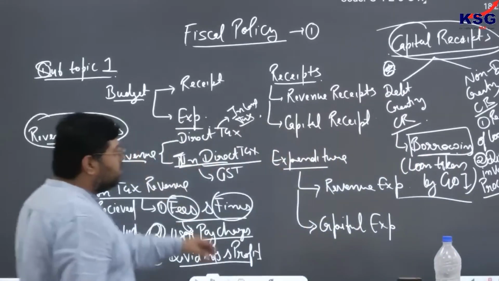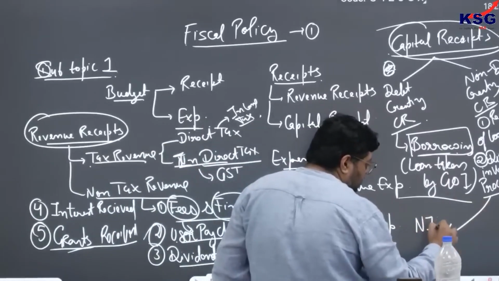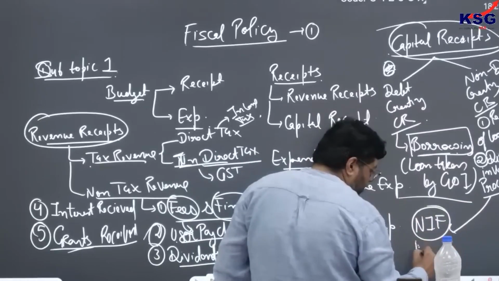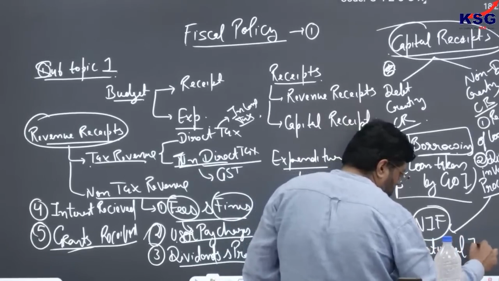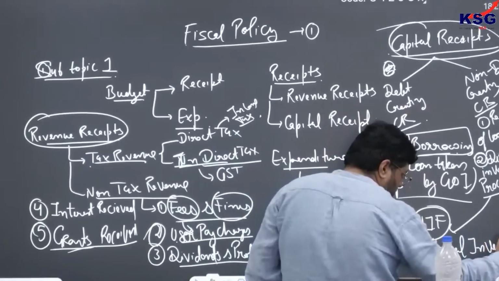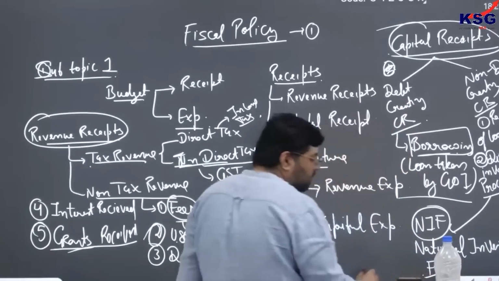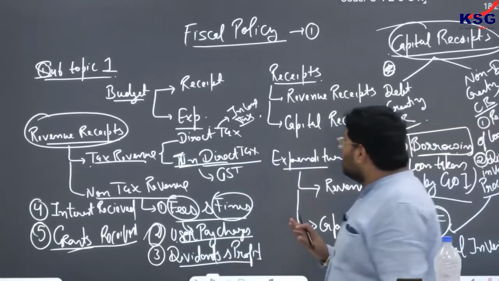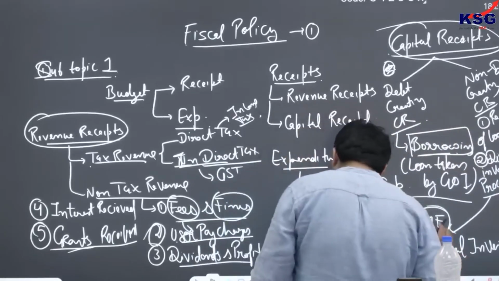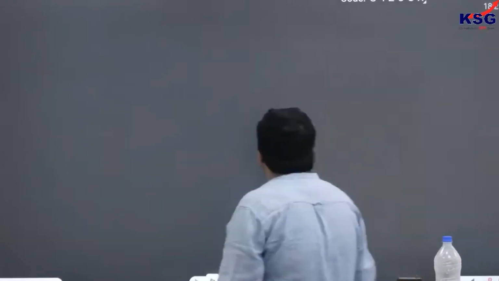So ultimately, disinvestment proceeds will first be collected into the National Investment Fund. Remember it. National Investment Fund. So this money is collected in NIF, that is National Investment Fund. Clear? Now we are coming to the expenditure part.